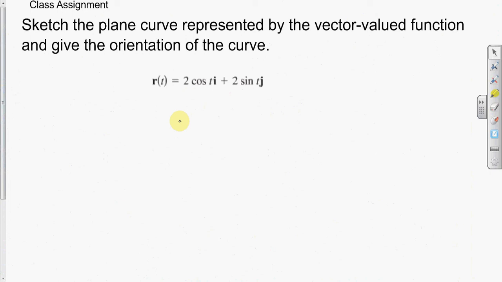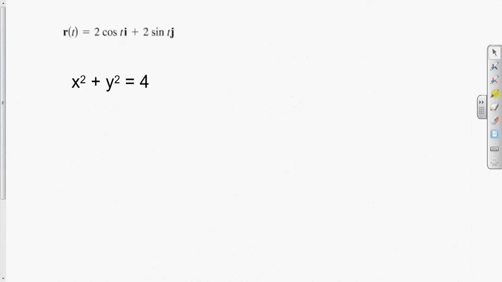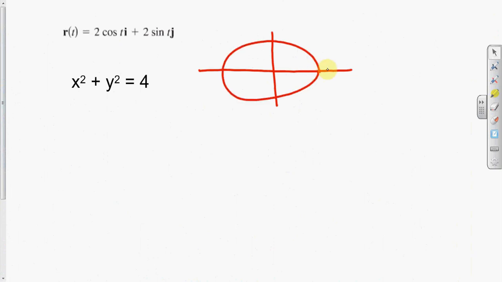It's going from 0, pi over 2, pi, 3 pi over 2. Okay, so you get this, and when you draw it, the direction is in that way. Right?